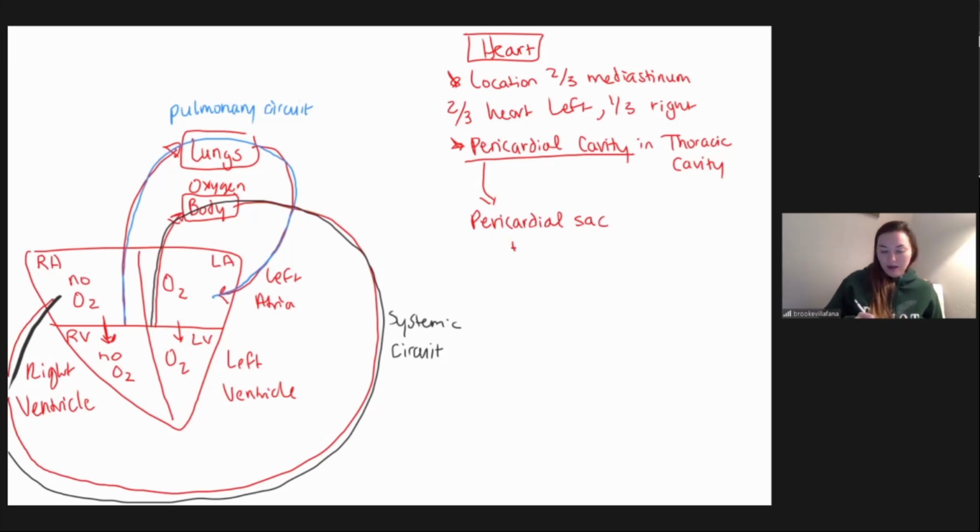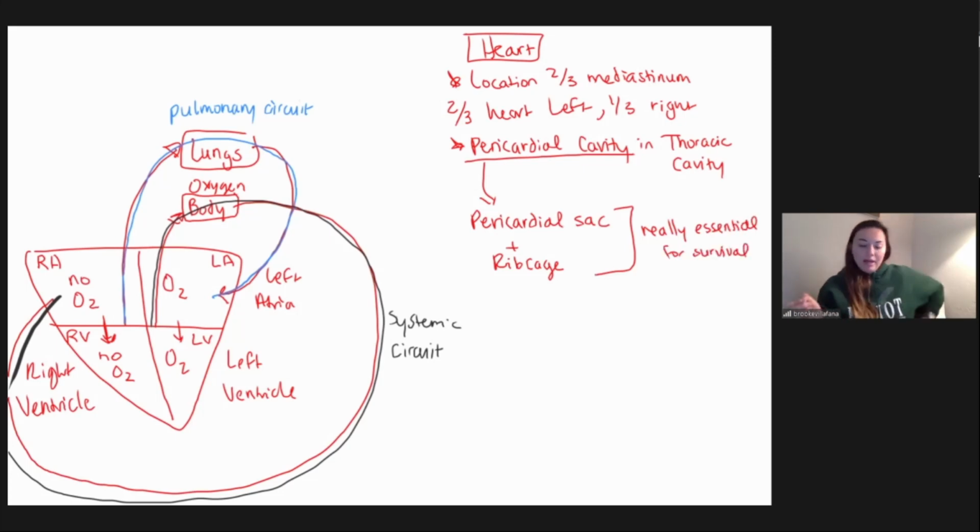And then we also have the rib cage that protects the heart. So this means that the heart is really essential for survival because it's protected by the sac and by the rib cage. Does that make sense? Okay, so we keep things really, really safe.